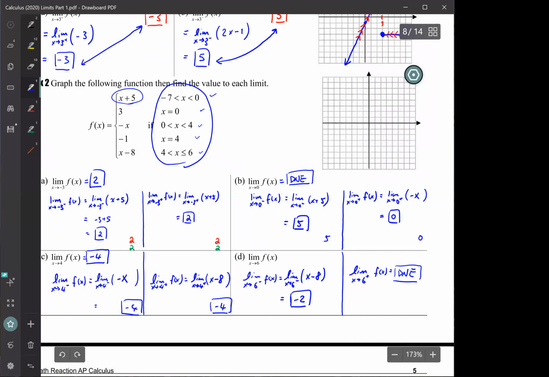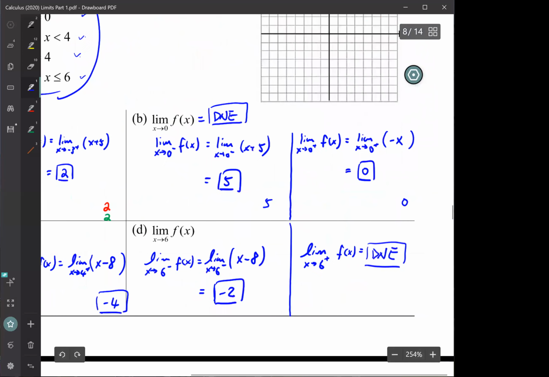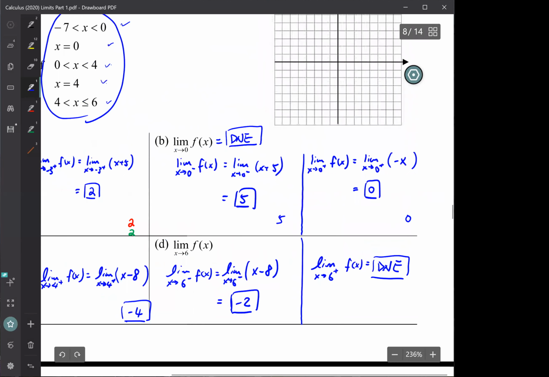So if the question only asks for the right side, the answer is D and E. If the question only asks for the left side, it's negative 2. You could have an answer for one side. But if they ask for both sides, do they match for these two? Jeffrey? Does the left side and right side match? No. So if they don't match, what do you say the final answer is? D and E.